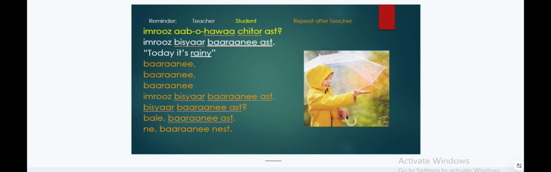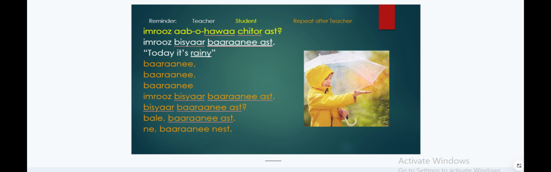امروز آب و هوا چطور است؟ How's the weather today? امروز بسیار بارانی است. It is very rainy today. بسیار is a lot or very.